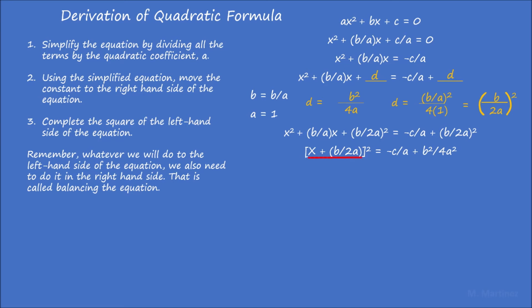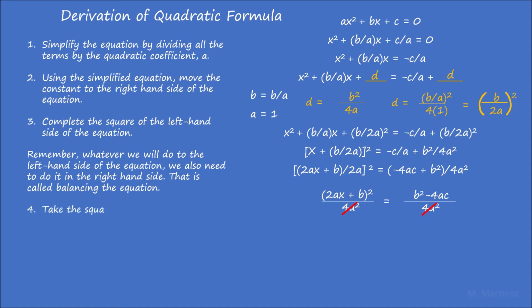Let's now work on adding these fractions. It will result to 2ax plus b, all over 2a, squared, equals the quantity negative 4ac plus b squared, all over 4a squared. This term can be simplified by squaring the numerator and squaring the denominator. Thus, it can be written as 2ax plus b, squared, divided by 4a squared. The other side of the equation can be written as b squared minus 4ac, all over 4a squared. From here, we can cancel out 4a squared from both sides of the equation. And we are now ready for step 4.